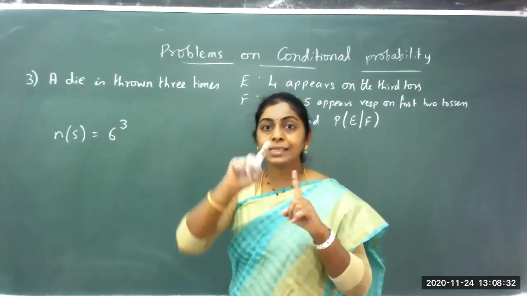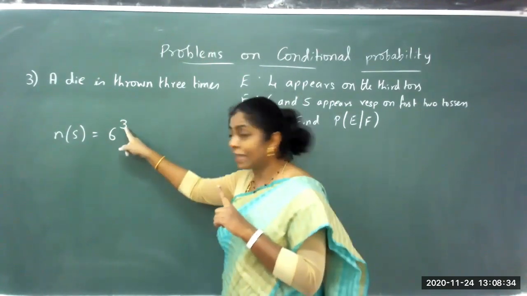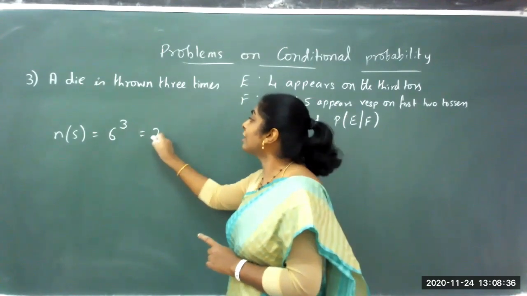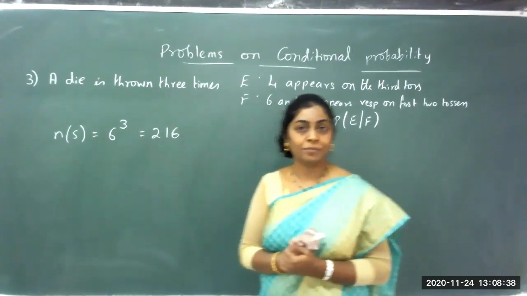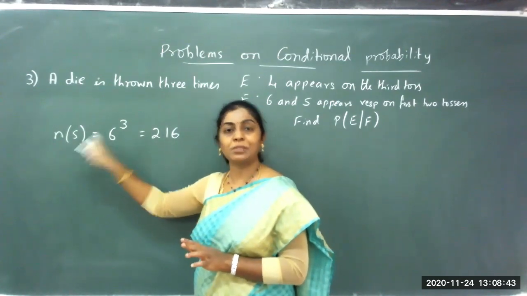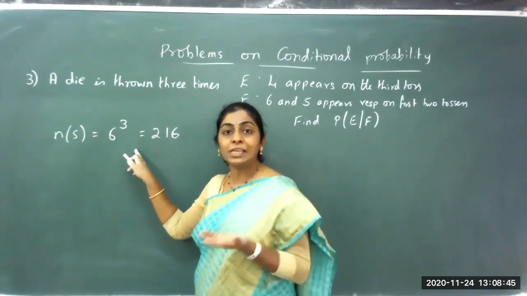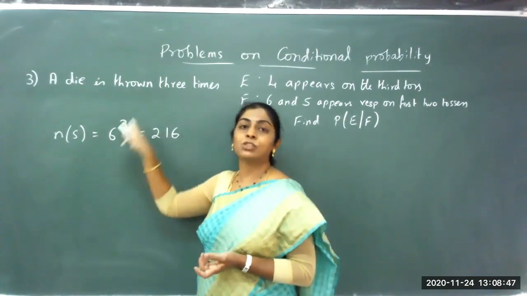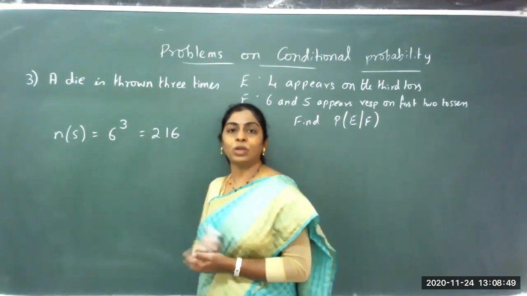In a die, there are 6 faces and it is thrown 3 times, so 6 cubed, that is nothing but 216. I will not list all the elements of 216 in the sample space. So in general, when there are 6 faces, and it is thrown 3 times, it is 6 cubed, 216.